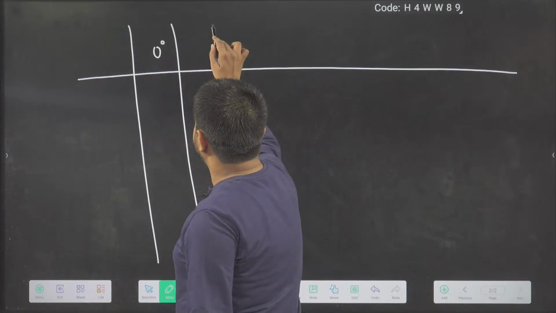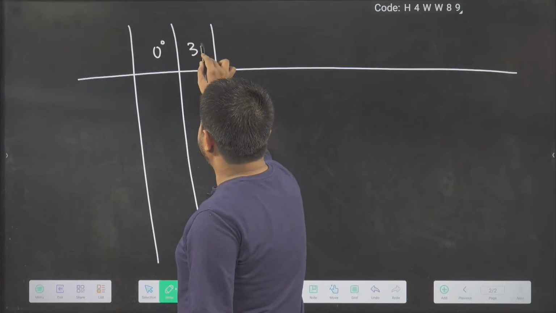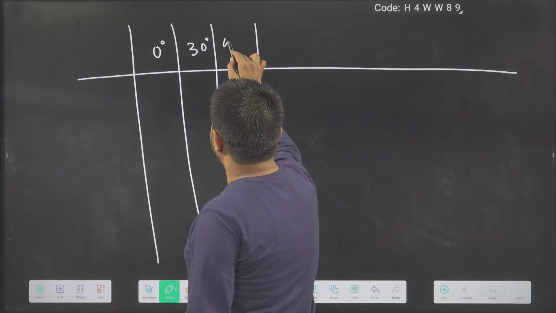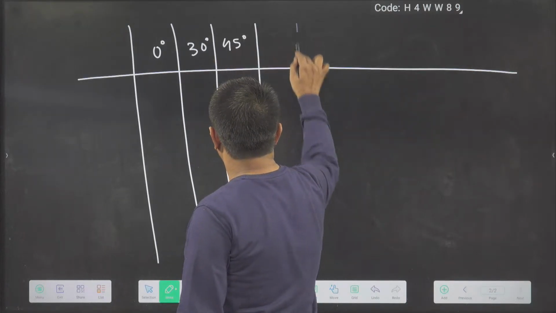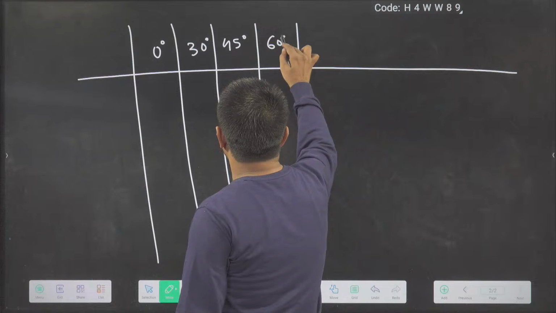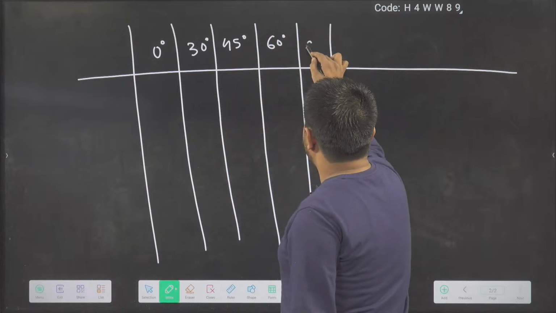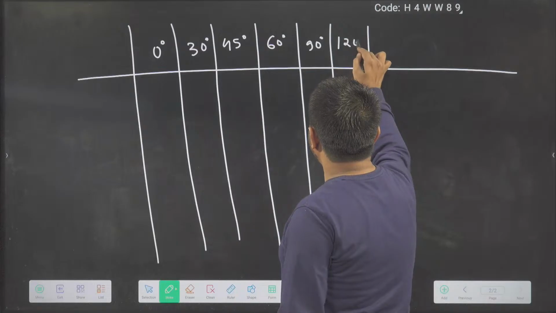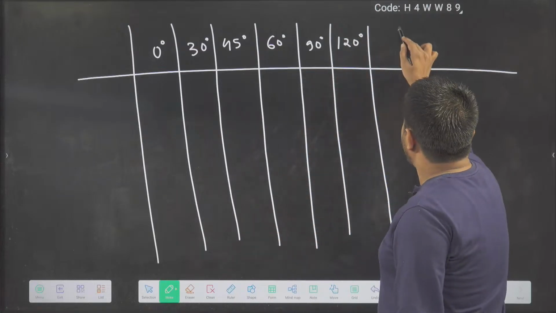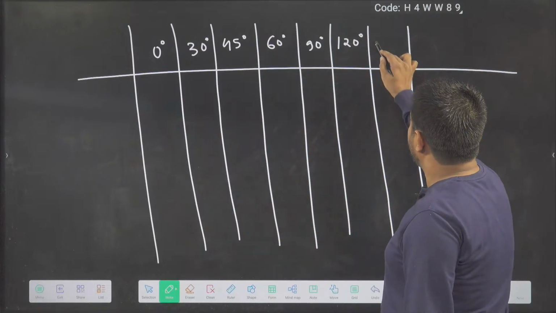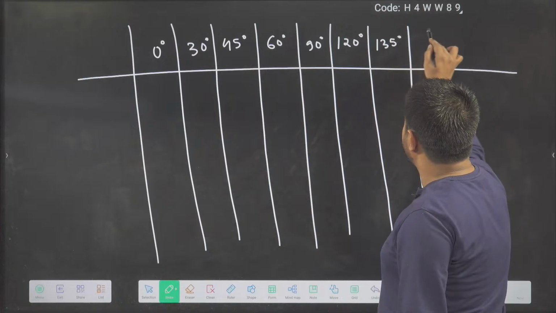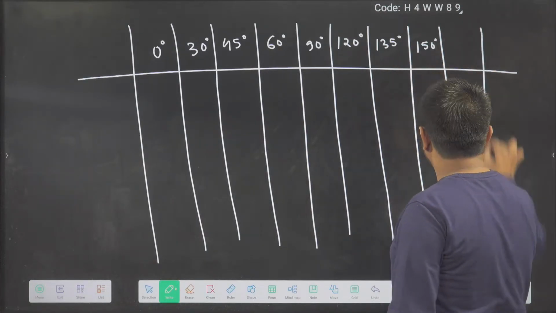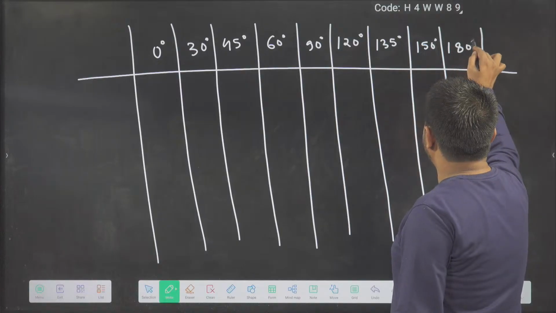0 degree, 30 degree, 45 degree, 60 degree, 90 degree, 120 degree, after 120, 135 degree, then 150 degree, then 180 degree.